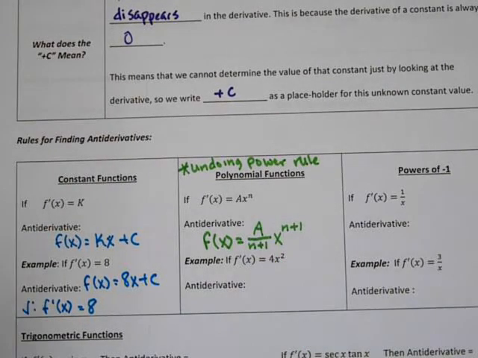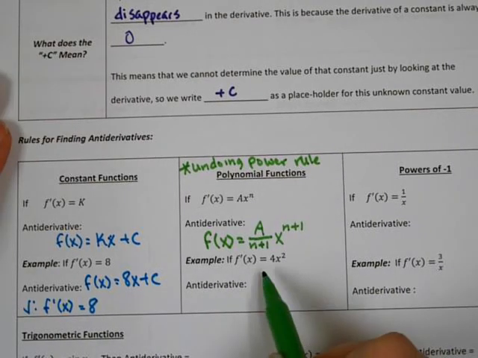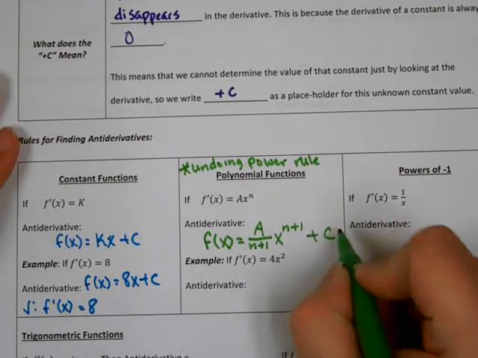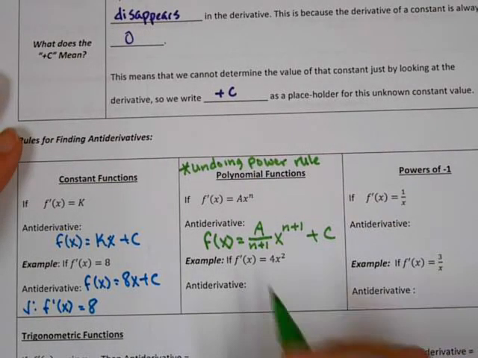All right, so I know it looks a little funny, but let's look at an actual example then. So if f prime of x is 4x squared, then we know, oops, I forgot my plus c. See, even I do it sometimes. Sorry guys, put that in there.